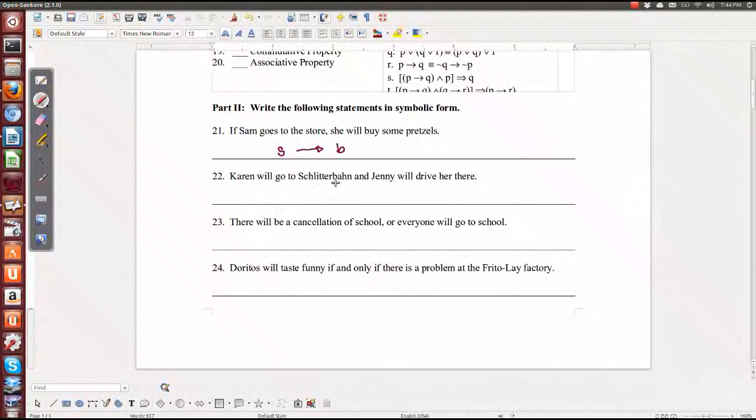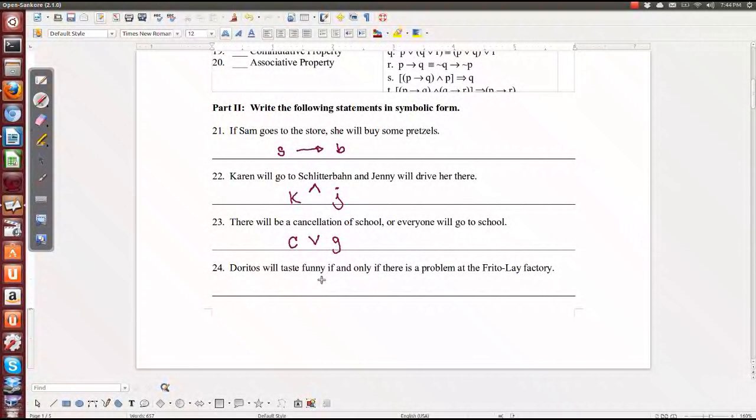Karen will go to Schlitterbahn and Jenny will drive her there. That's a conjunction, with Karen going to Schlitterbahn and Jenny driving her there. There will be a cancellation of school, or everyone will go to school. Or is the key word for a disjunction, where we're talking about a cancellation of school or everyone going to school.